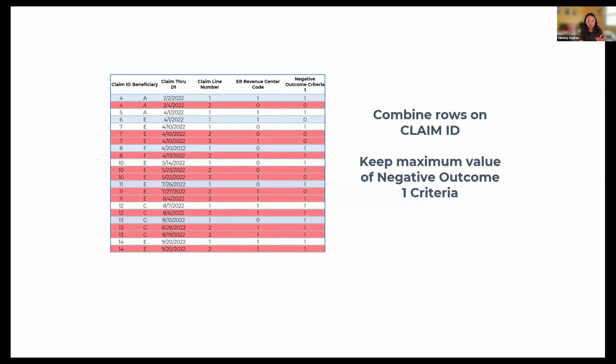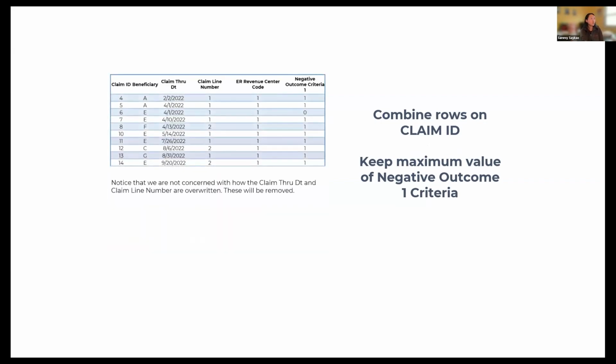Again, this is dependent on your study, so make sure that you know this is not the only way. You don't have to keep the maximum of your outcome criteria. It's all dependent on what you need for your study. And we end up with this table here. Notice we are not really concerned with how the claim through date and the claim line number are overwritten. We're going to be removing those.